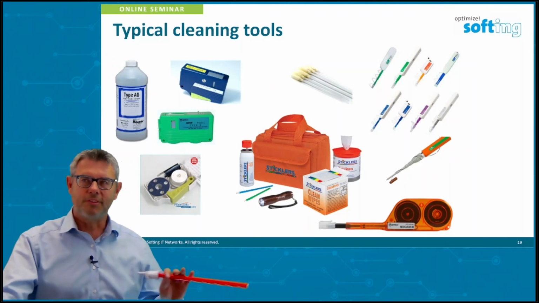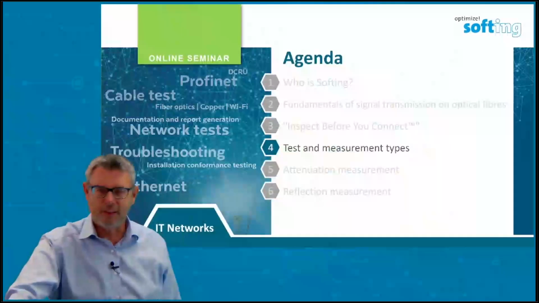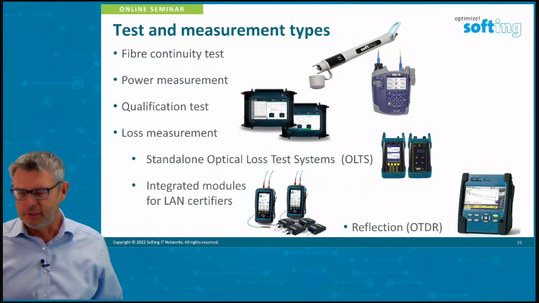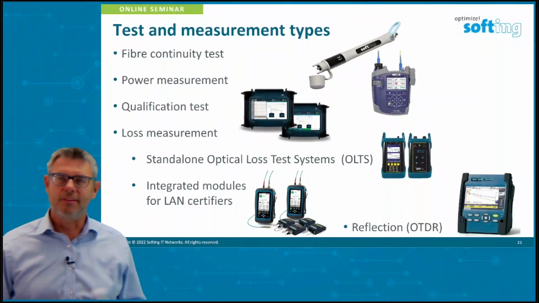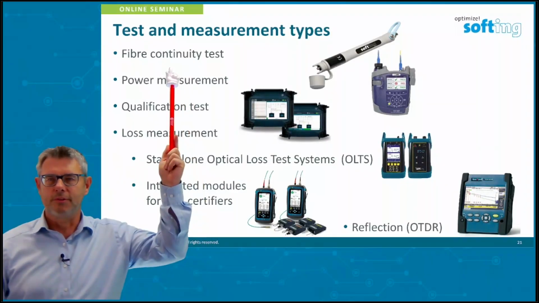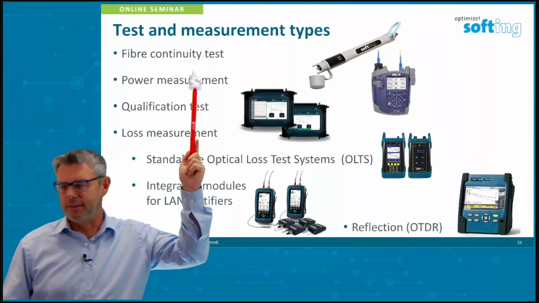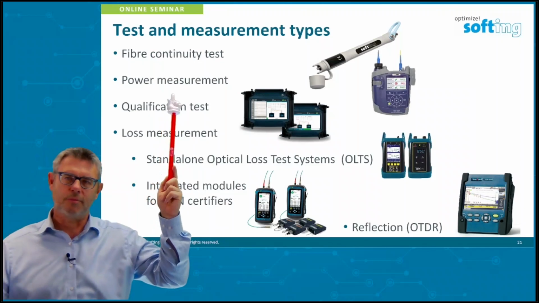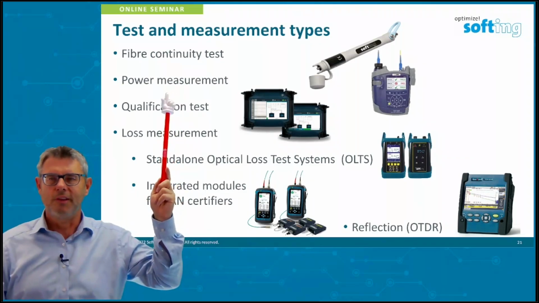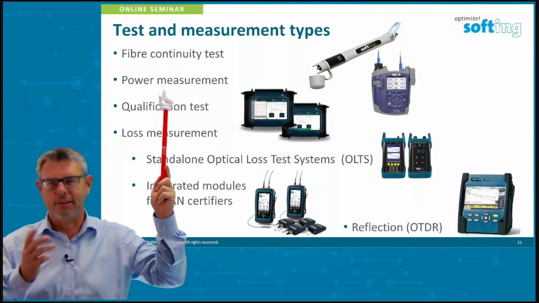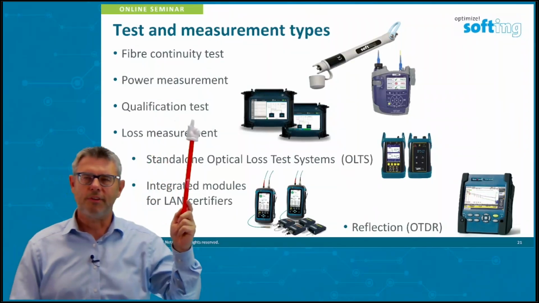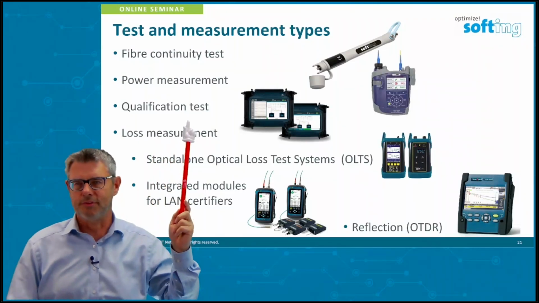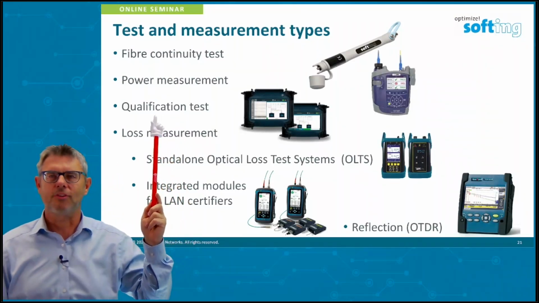Okay, so after we settle this with the cleaning, let's go now to testing and measurement. What different test and measurement types are available on fiber optics? So the first one, the basic one, is a very simple fiber optic continuity test with some visual fault locator. Then we got power measurements. So we are relying on a signal coming from the outside into our network, and we are just checking the power level of this. Okay. Then we're doing a qualification test. This is the first way to really find out what the bandwidth of the fiber optic cable is, qualification.